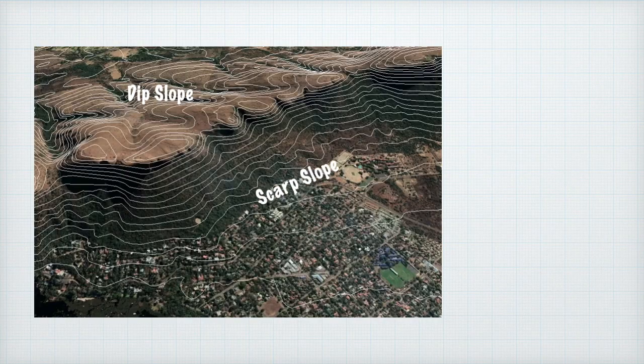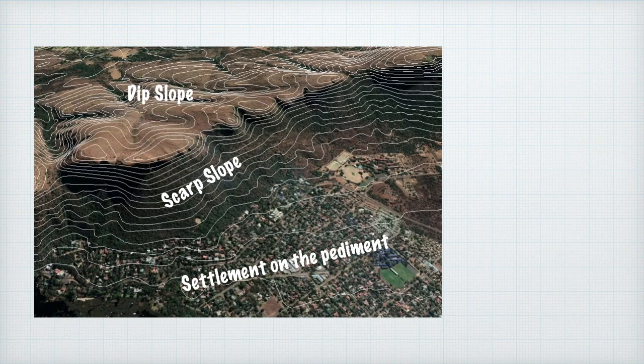And now let's look at a Google image and put the contour lines over that, and notice now what it shows. It shows your dip slope, your scarp slope, and notice how settlement then develops there along the pediment of the scarp slope, because that area is now level, and so people could build homes there, and also they could cultivate those areas as you saw on the topographic map.